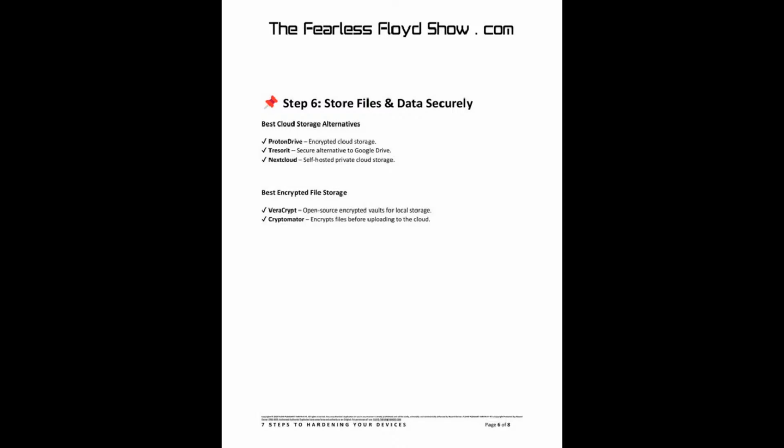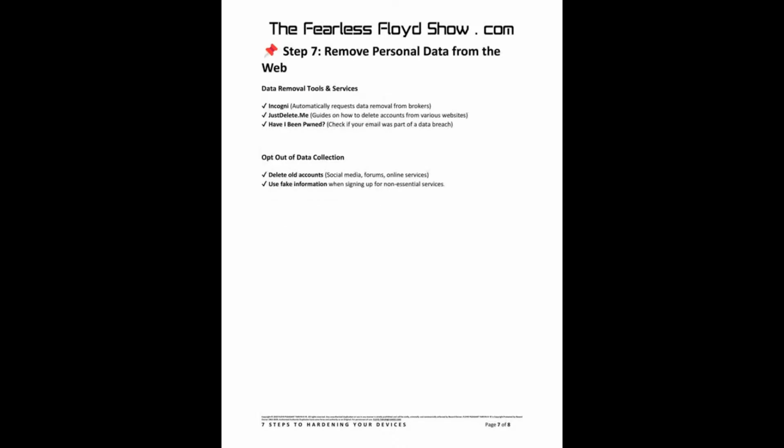Best encrypted file storage. Veracrypt, open source encrypted vaults for local storage. Cryptomator, encrypts files before uploading to the cloud. Step 7, remove personal data from the web. Data removal tools and services. Incogni, automatically request data removal from brokers. Just Delete Me, guides on how to delete accounts from various websites.